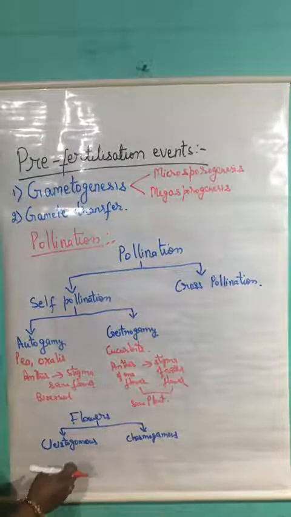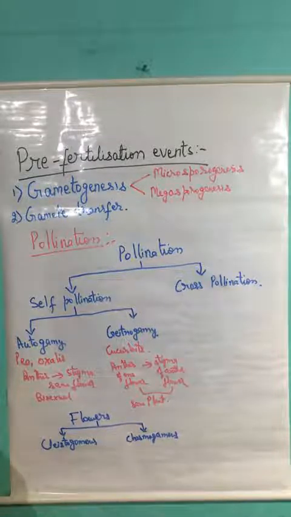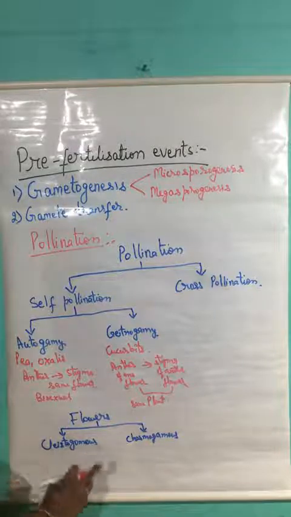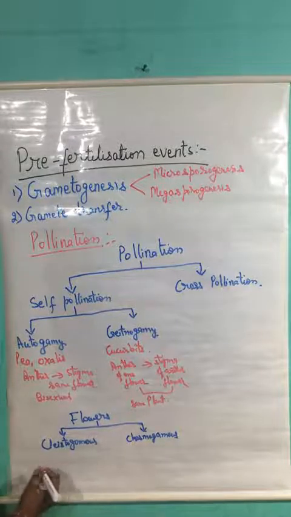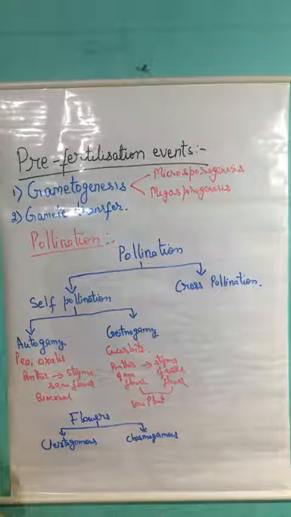These are the flowers where both the reproductive parts are present in the same flower and the petals close over the reproductive parts. Hence, there is no chance of the transfer of pollen grain from one flower to another flower. This type of flower always leads to the type of pollination known as self-pollination.